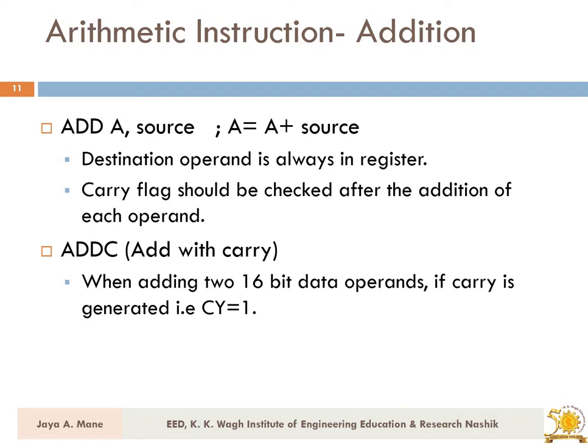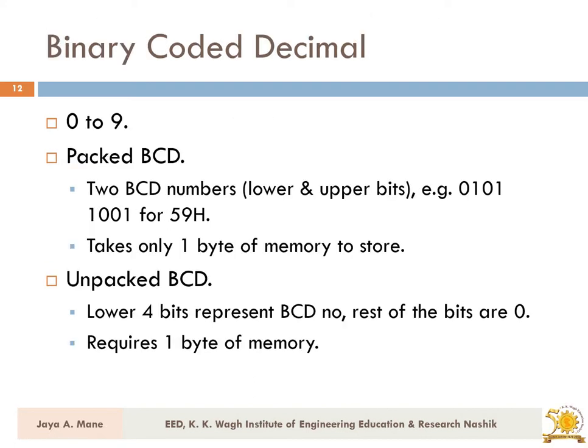So if you want to take care of the addition with the carry also, then we have to use the instruction ADDC, that means add with carry. When you are adding two 16-bit numbers or two 16-bit data operands, if a carry is generated, then your C becomes 1, and that carry also gets included in the result. So that is your ADDC, where you are considering the carry also.